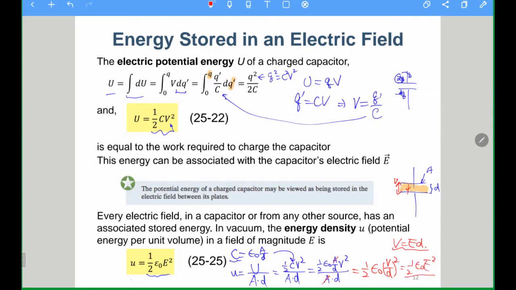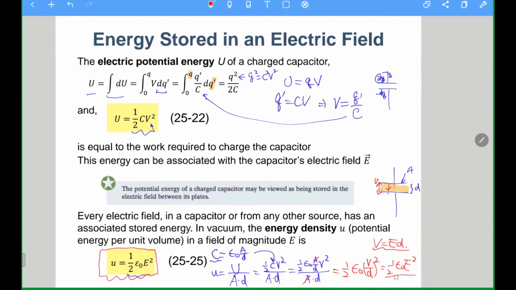Actually, we will seldom use it individually, but in chapter 32 or 33, when we talk about the EM wave, we will use this expression, and also the energy density for the magnetic field. It will be related to the energy of the EM wave. So we'll use this expression later.